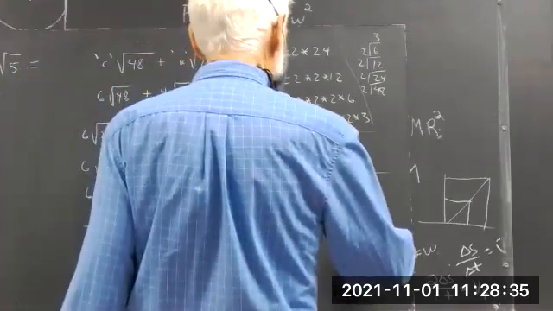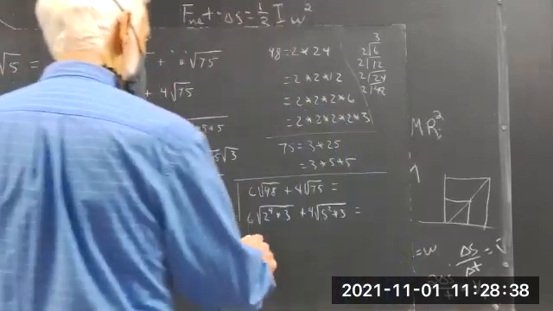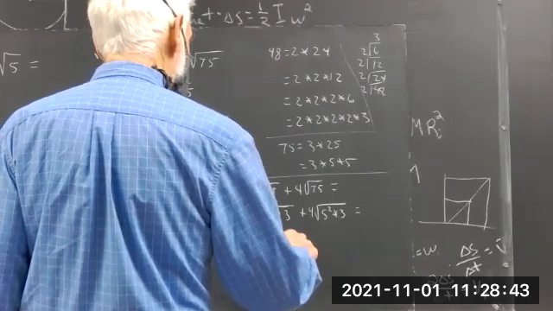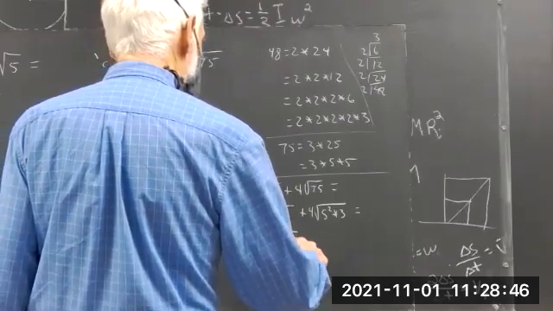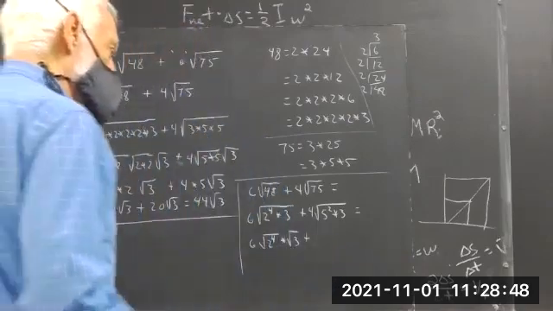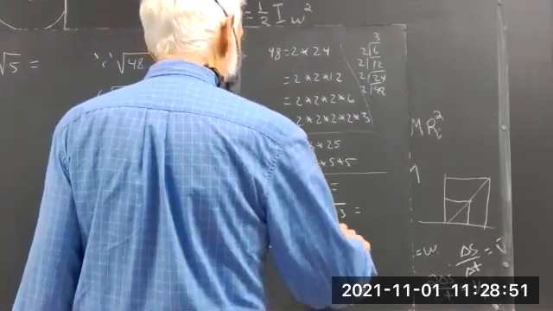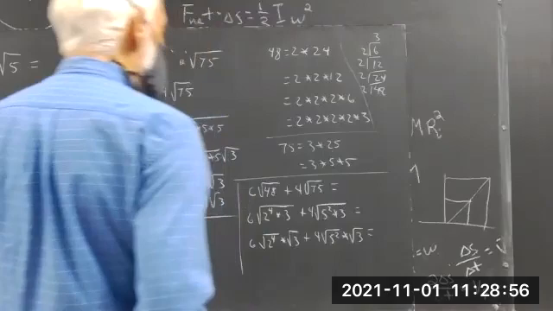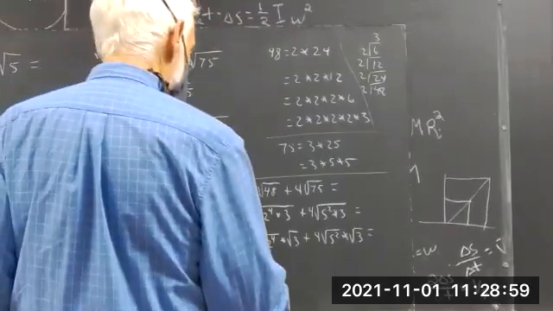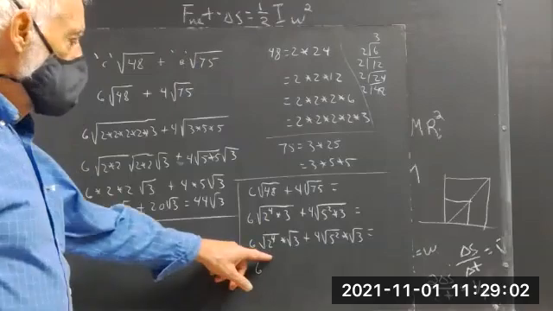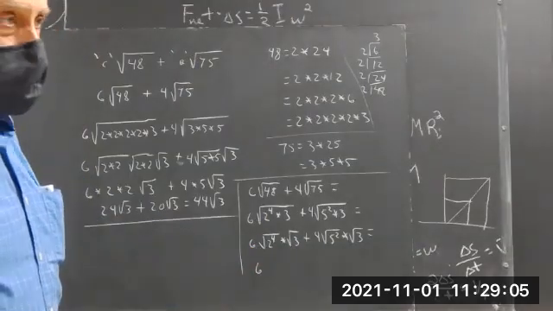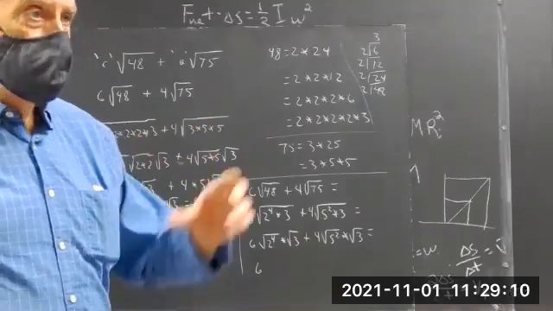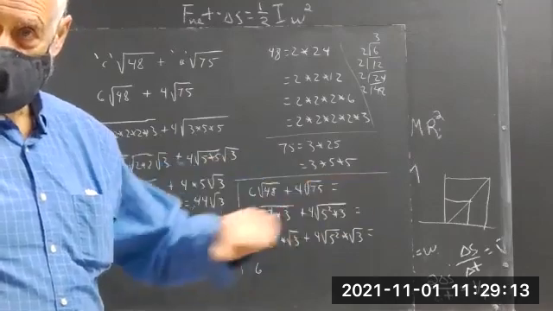And what's this equal? Well, this is 6 times the square root of 2 to the 4th times the square root of 3 plus 4 times the square root of 5 squared times the square root of 3. Now, what's the square root of 2 to the 4th? Well, the square root of 2 to the 4th is 2 to the 2nd, because when you multiply 2 to the 2nd by 2 to the 2nd, you add the exponents.